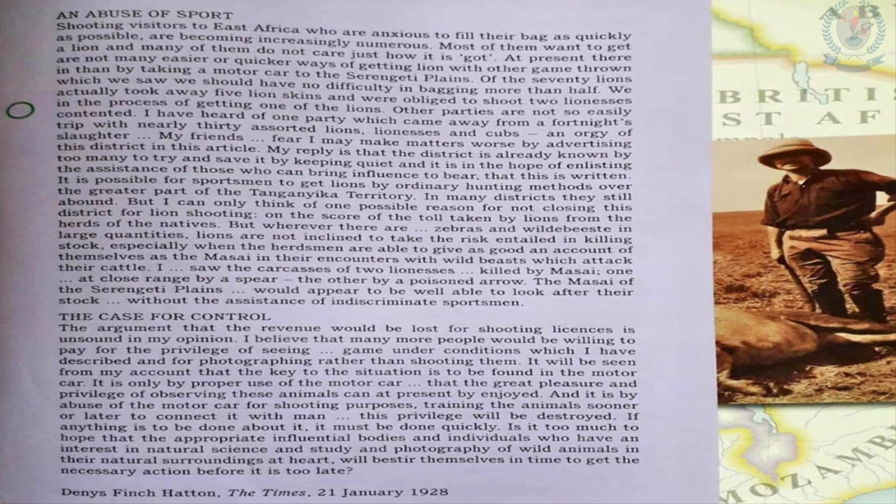Let's read the next part. We actually took away 5 lion skins and were obliged to shoot 2 lionesses in the process of getting one of the lions. They have managed to get 5 lion skins and shoot 2 lionesses in order to get 1 lion. That means in order to get 1 lion, they have killed 2 lionesses. Next sentence. Other parties are not so easily contented. So when the writer compared this ability with the other parties who came for the same purpose, the other parties did not so easily reach their target. So they were somewhat satisfied and happy with what they got.